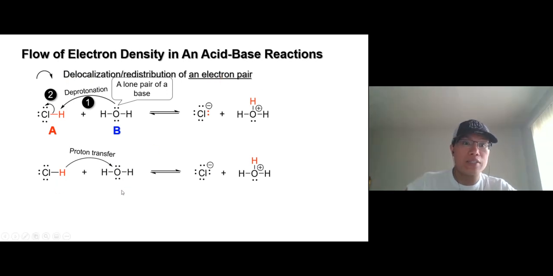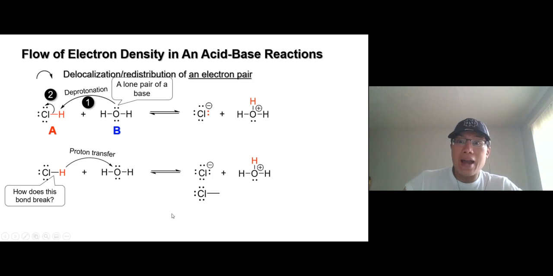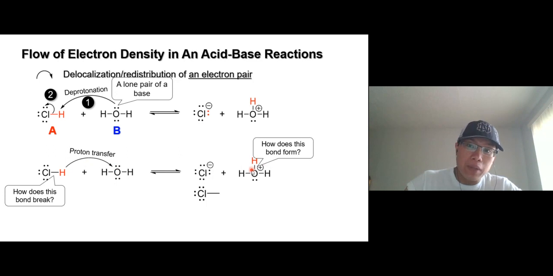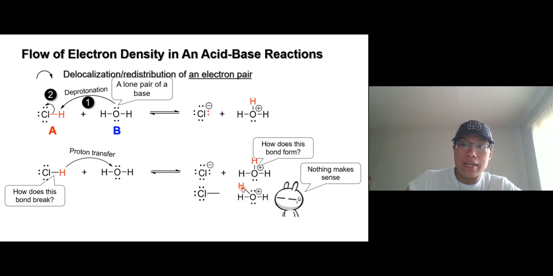If you do that, you can't explain it. For example, how does this bond break? There's nothing to show that the bond is broken. You might as well just leave chlorine like that. I don't know how to explain that. And another one: if you draw the curved arrow like this, how do you explain that bond right there? Where does that bond come from? It doesn't make any sense. There are 2 lone pairs here, so why does one disappear? Shouldn't we just leave it like that? Nothing makes sense there.